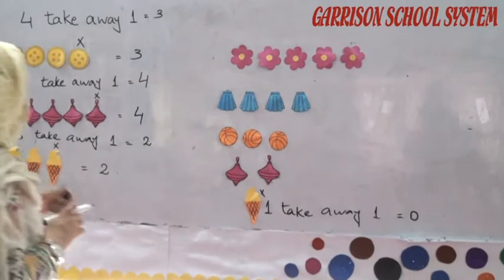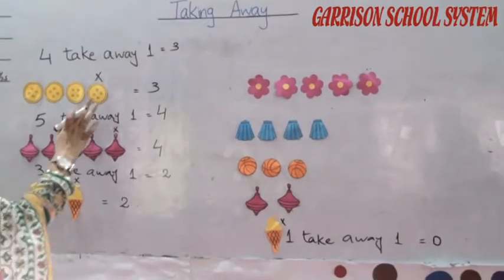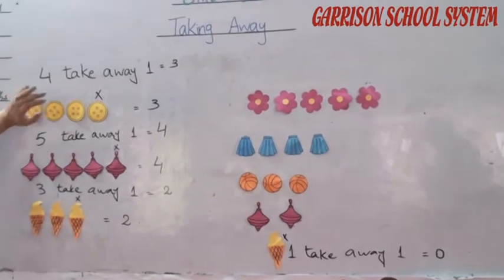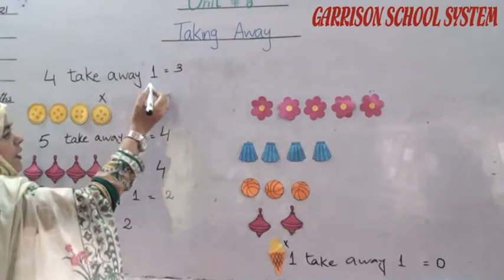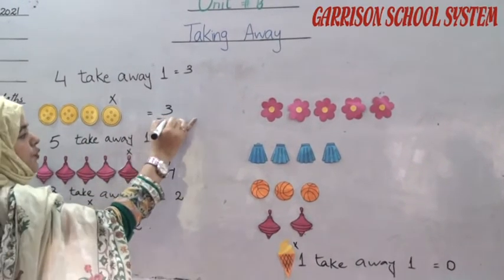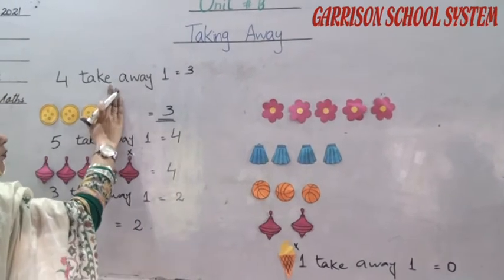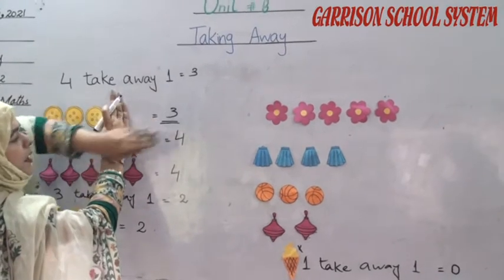So we have 1, 2, 3, 4. These are 4 buttons, very colorful buttons, right? And if we take away 1, how much will we be having? We will have a 3. If we take away 1 and count it again, 1, 2, 3. So we will remain with 3.